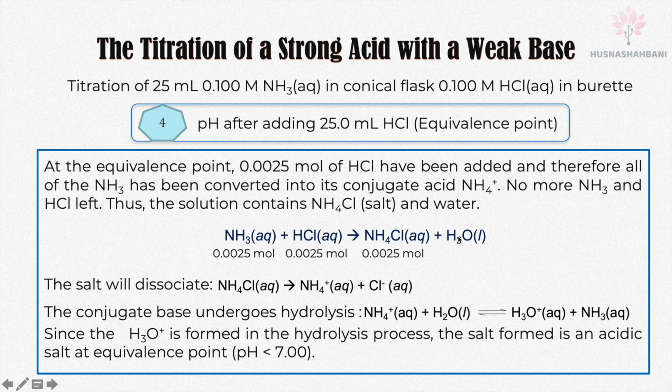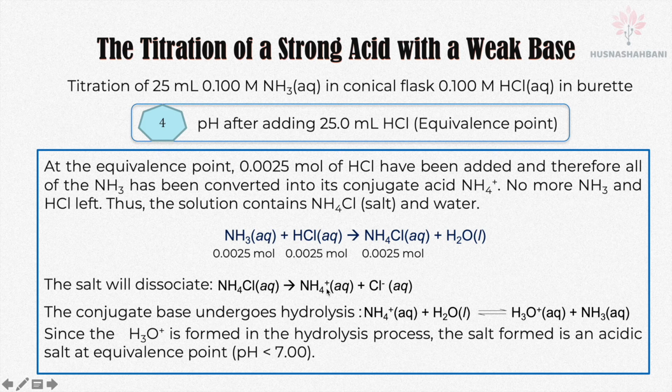We know that water pH is 7, but our salt here is an acidic salt. How to identify the type of salt? Look at the salt dissociation. So NH4Cl dissociates into NH4 plus and Cl minus. Now our NH4 plus undergoes hydrolysis. Cl minus does not undergo hydrolysis. Why? Cl minus is from strong acid. The anion or cation that is from strong acid does not undergo hydrolysis. But the cation or anion from weak acid or weak base will undergo hydrolysis.